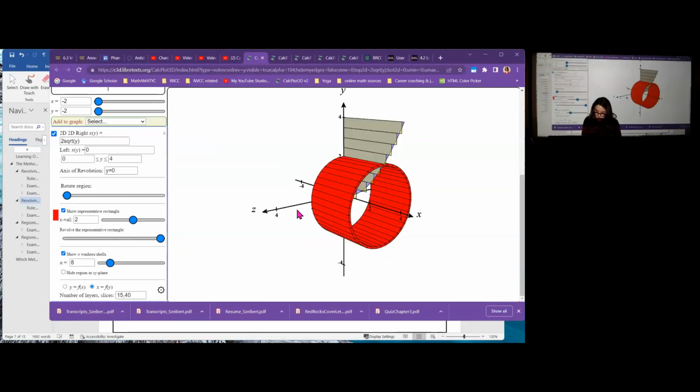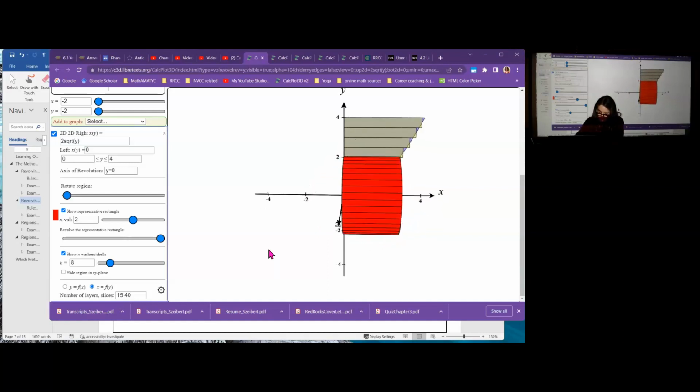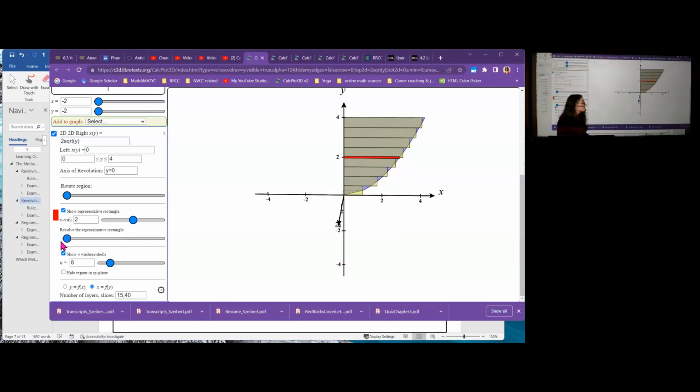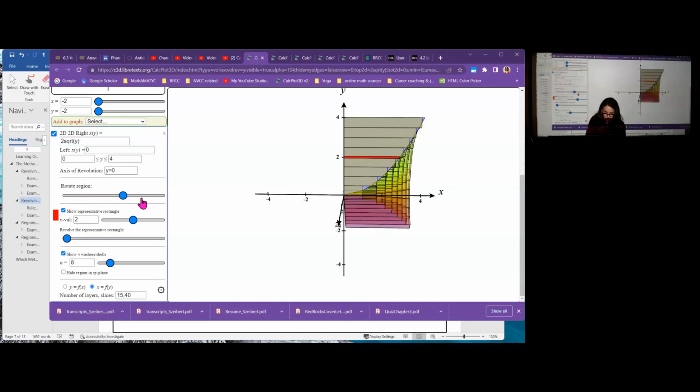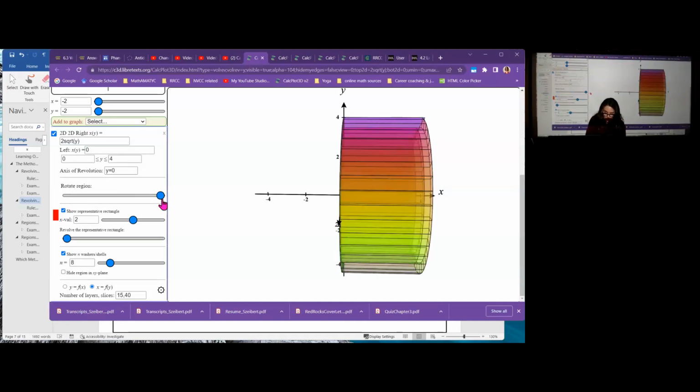When we look at this one, you can see already that it does have this basic shape. Sorry, I need to click over here so it will rotate. There's the shape looking at it pretty much straight on. If I unrevolve the rectangle, you can see the region that is being revolved about the x-axis. Now let's go ahead and revolve all the shells by rotating the region. And we'll take the shells off so that we can see it.